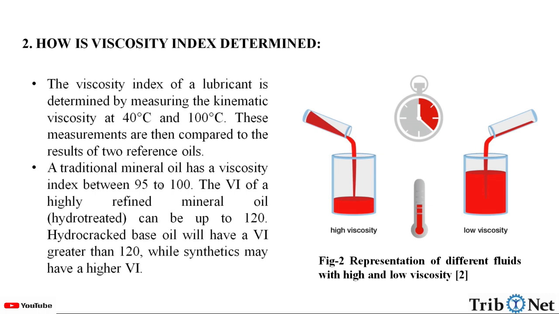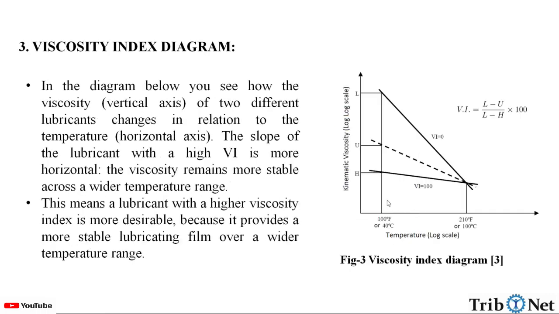A traditional mineral oil has a viscosity index between 95 and 100, and the viscosity index of highly refined mineral oil, that is hydrotreated, can be up to 120. Hydrocracked base oil will have a viscosity index greater than 120, while synthetics may have an even higher viscosity index. In this figure, we can see the representation of different fluids with a high and low viscosity.